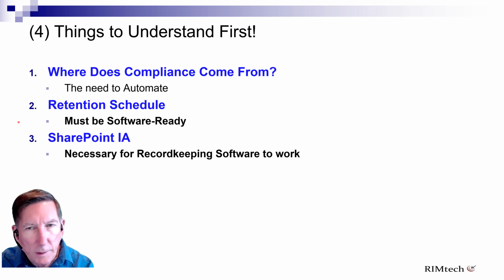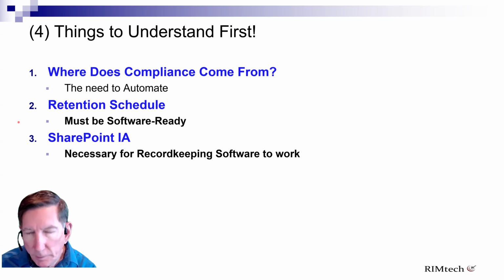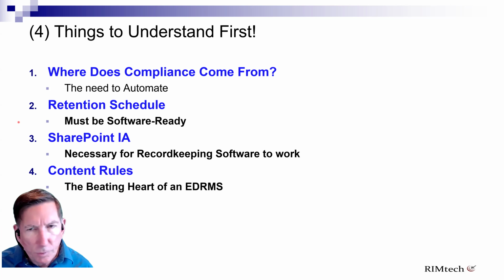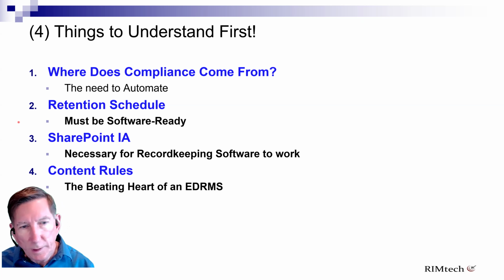And number 3 is SharePoint Information Architecture. That's what SharePoint IA stands for. You're going to have to understand what a SharePoint IA would look like for a typical EDRMS. And finally, what the heck are content rules? This is one that bugs me a lot. This is something that too few records and IT professionals understand about an EDRMS. So we're definitely going to cover that one, and in some detail. Only then will you understand what the steps are to deploy a project.